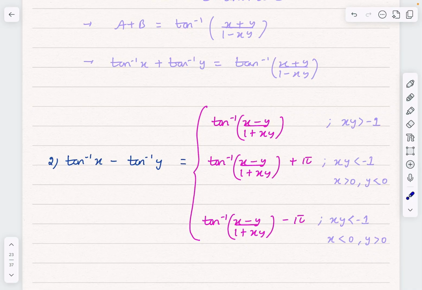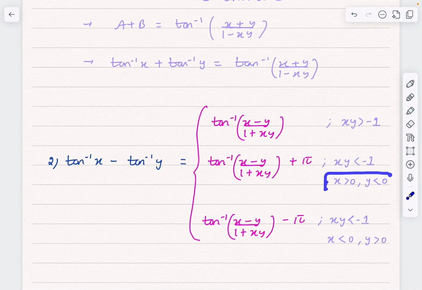Same logic here. So if you have tan inverse x minus tan inverse y, it will be tan inverse of x minus y by 1 plus xy when denominator is positive. And denominator will be positive if x into y is more than minus 1. But if x into y is less than minus 1, denominator will be negative, then we have to see the numerator. So if x into y is less than minus 1, that means the product of two numbers is negative. So there are two possibilities, either x positive, y negative, and another possibility also there.